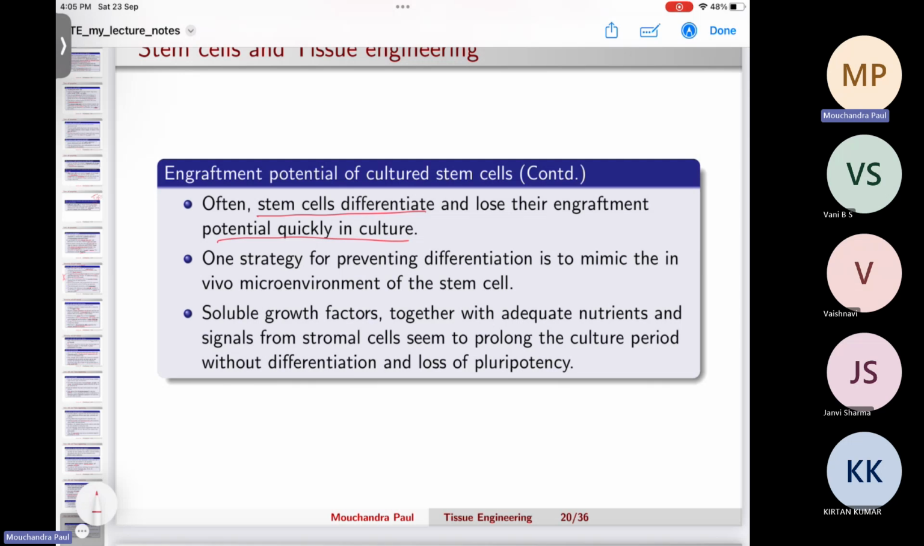So this kind of studies or experiments is very much available in the literature today. So you have to first know what kind of growth factors, nutrients, etc. are needed so that you can culture these cells in vitro for a long period of time without them undergoing differentiation and loss of pluripotency. So that in the immature state, you will be able to use them for tissue engineering applications.